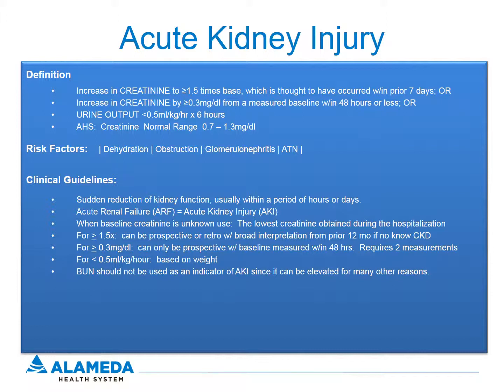For greater than or equal to 1.5 times the baseline, that can be prospective or retrospective with broad interpretation from a prior 12 months if there's no known CKD. So you can either go backwards or forwards interpreting the baseline creatinine within a 12-month period before or after if there is no known CKD.